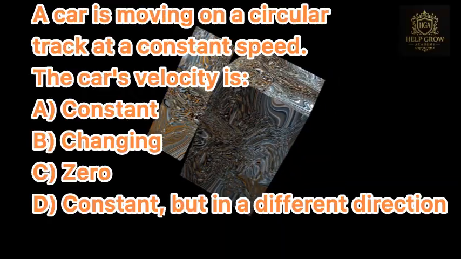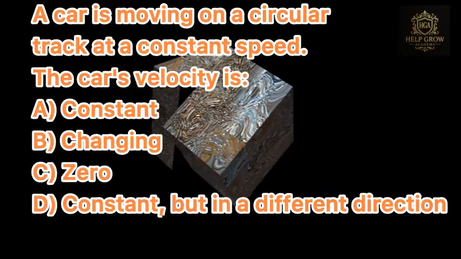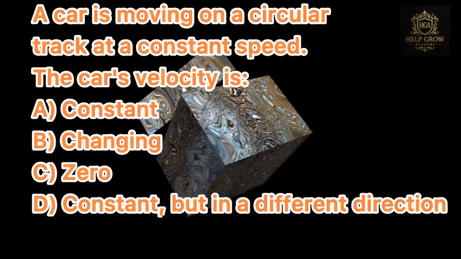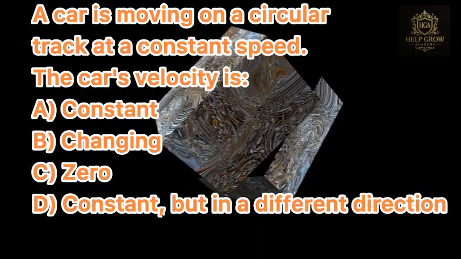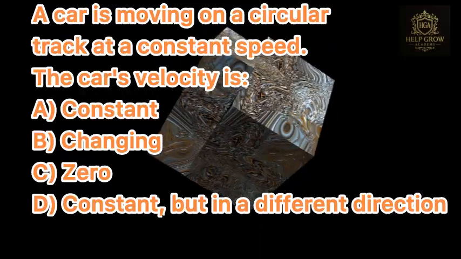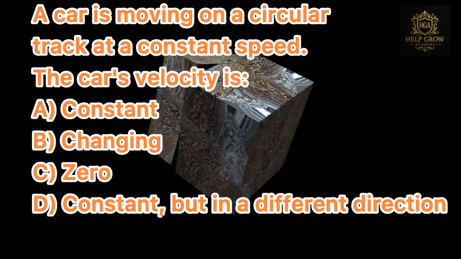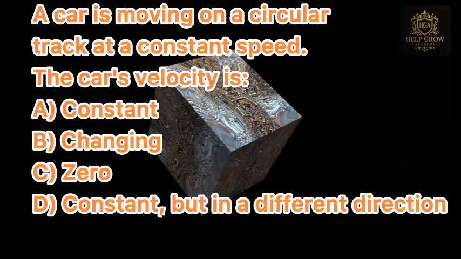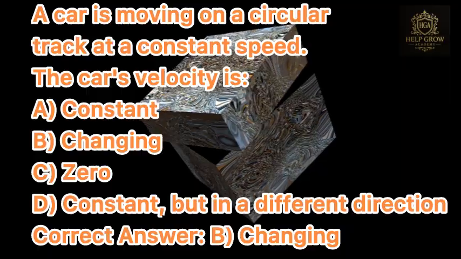The next question we have says, a car is moving on a circular track at a constant speed. The car's velocity is dash. A. Constant, B. Changing, C. 0, and D. Constant but in a different direction. The correct option is option B.